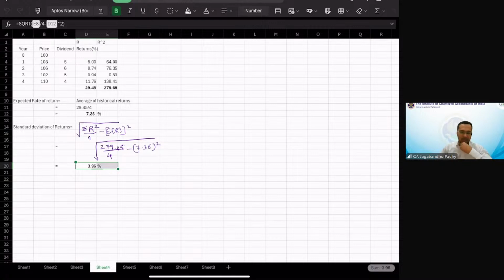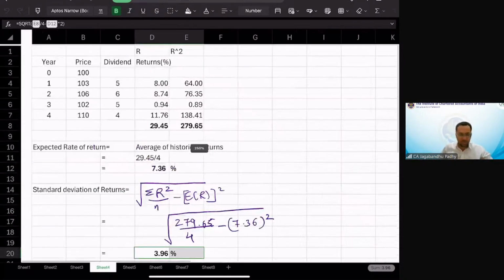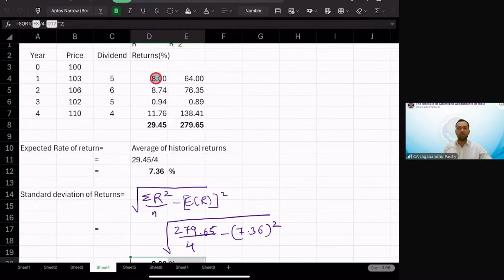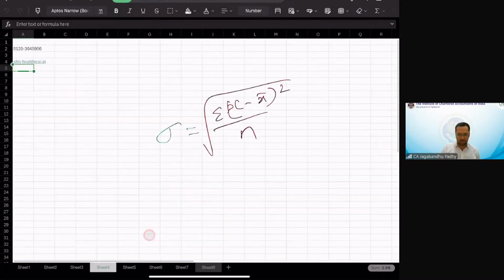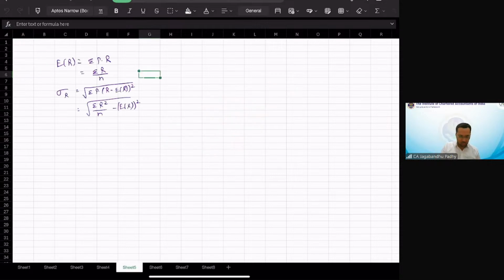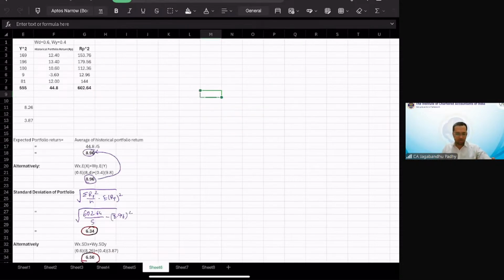Then if we have data which is historical in nature, we can calculate the returns, and the expected return will be nothing but the average of the historical returns. The standard deviation of the returns will be computed as the square root of the summation of R square upon N minus the expected return the whole square. This standard deviation can also be computed by the other method, which is the summation of x minus x bar the whole square upon n.